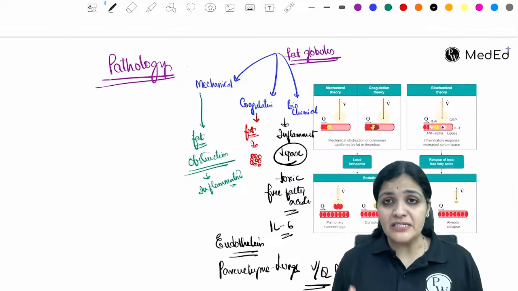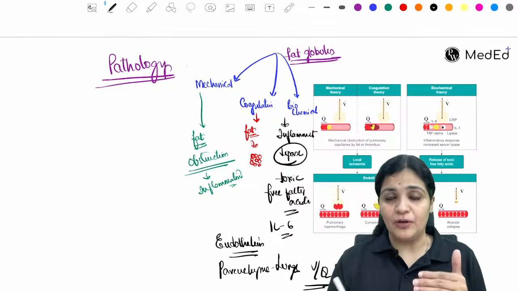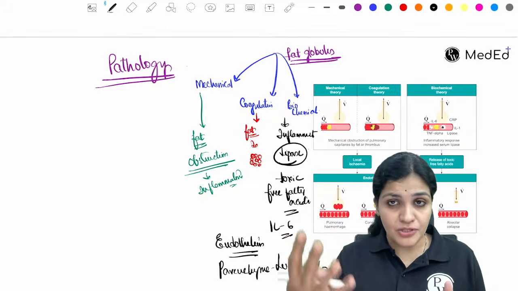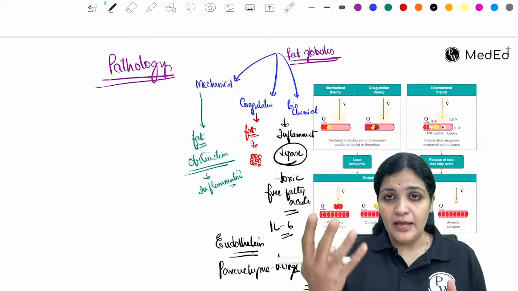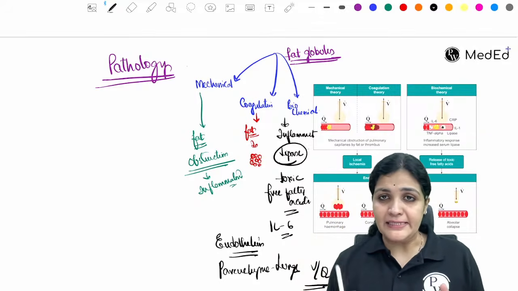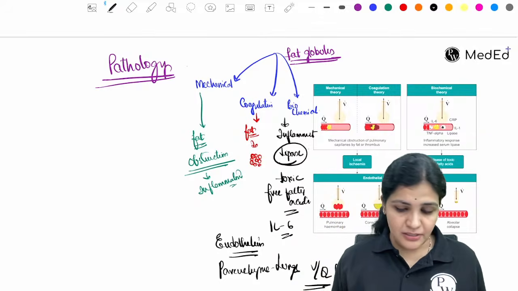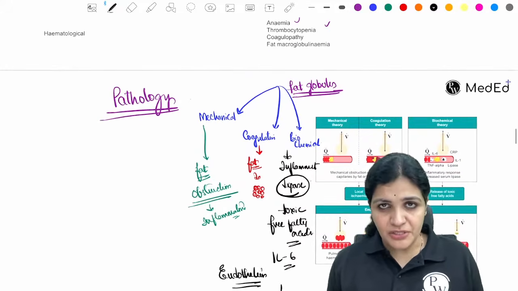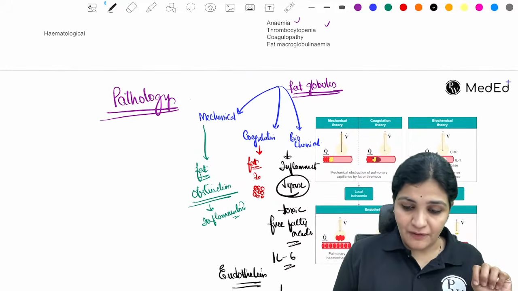And then after this damage to the lungs, it will go to the brain. It will create neurological manifestations or neurological symptoms, and then finally in the skin there will be petechial rashes, right? So this is all the pathology which is happening. So these are the three theories which you have to remember.